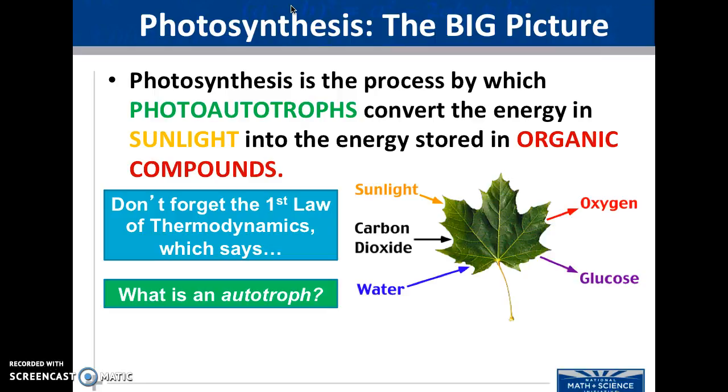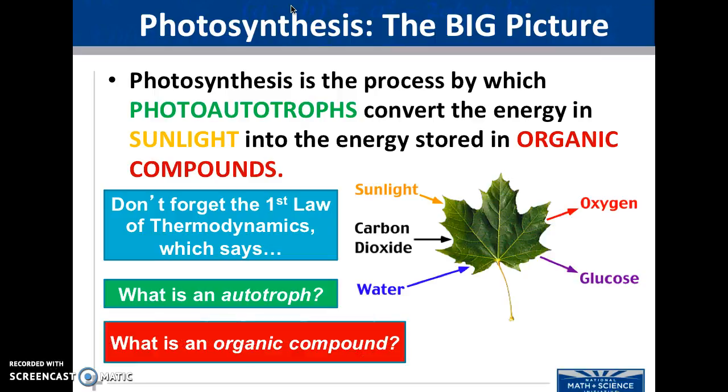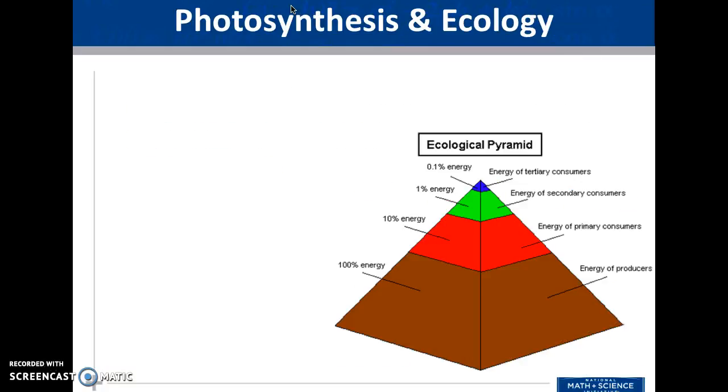Also, we should start thinking about the term autotroph, which is a self-feeder, versus a heterotroph, which is going to get its food from other sources. Also, make sure that we remember what an organic compound is, specifically made of carbon, hydrogen, and oxygen. Usually they are sugar or carbohydrate molecules.